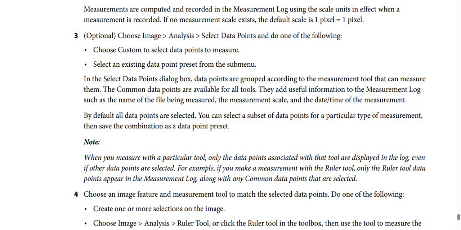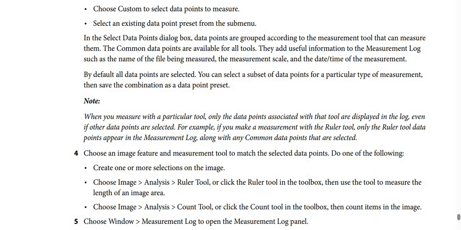The common data points are available for all tools, and they add useful information to the measurement log, such as the name of the file being measured, the measurement scale, and the date and time of the measurement. By default, all data points are selected, and you can select a subset of data points for a particular type of measurement, then save the combination as a data point preset.